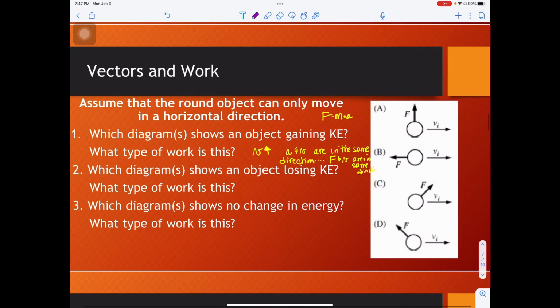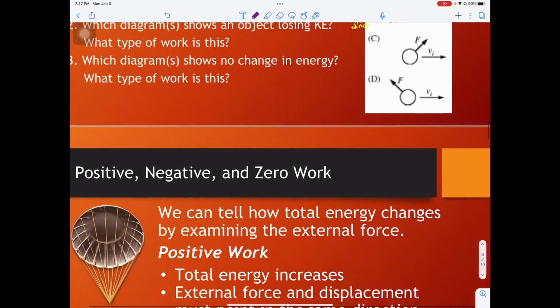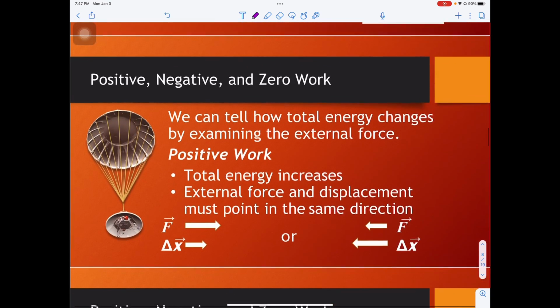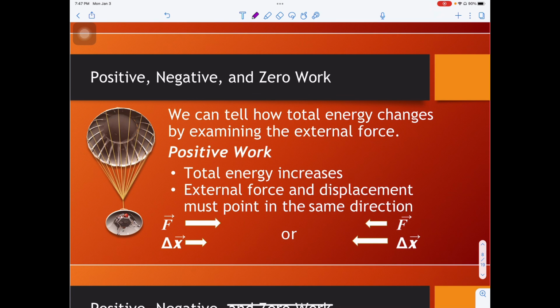Okay, so what type of work is this? We're actually going to address that in our next set of slides. So we're going to call these positive, negative, and zero work. We can tell how total energy changes by examining the external force. Remember, for work, you have to have an external force.